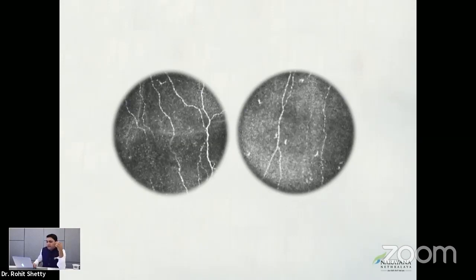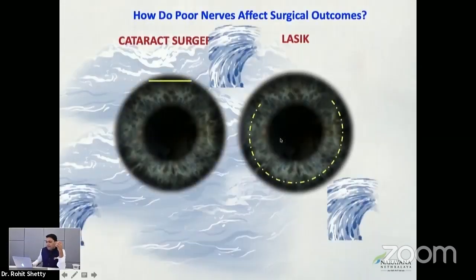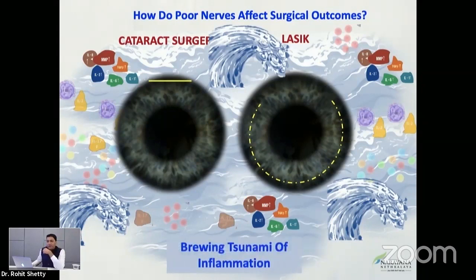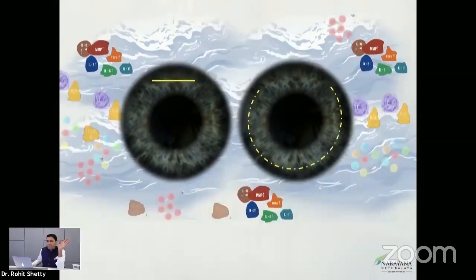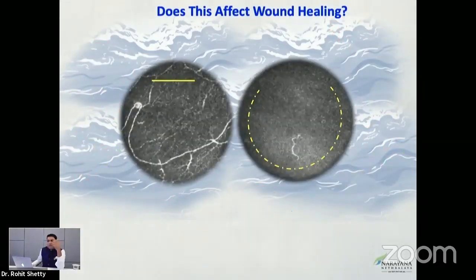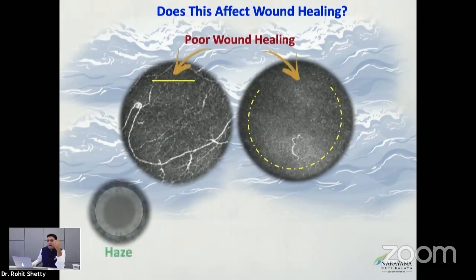You can see that I showed you good nerves. This is some not so good. And you do a cataract or a LASIK on them. I call it the tsunami effect. It's already brewing there. You make an incision, you make a cut, and the entire tsunami of inflammation comes into the picture. That changes everything. The nerves don't heal, the epithelium doesn't heal well, the outcomes are bad.